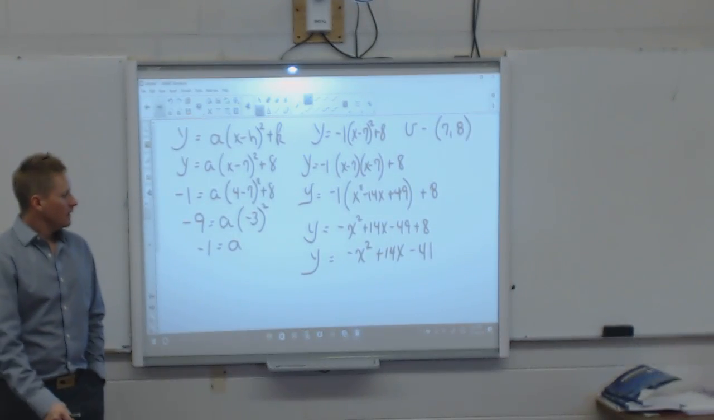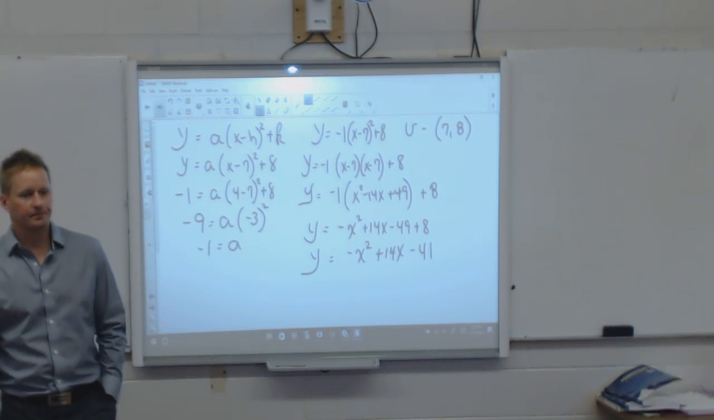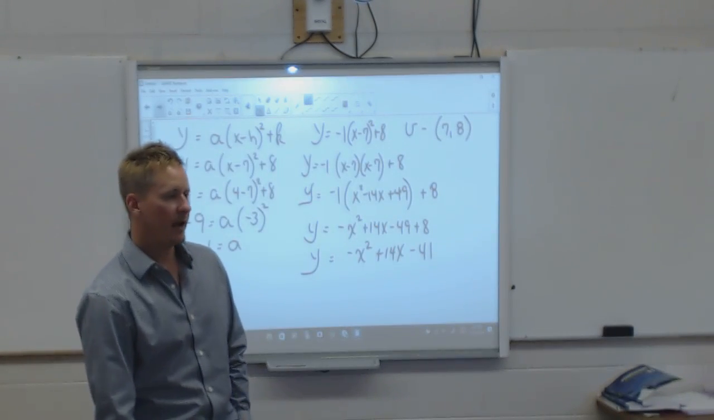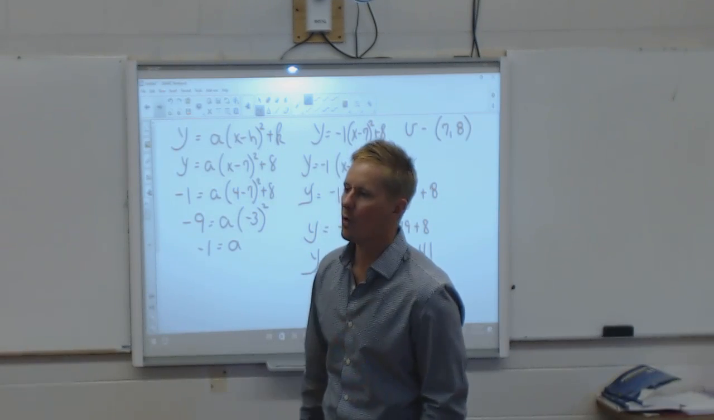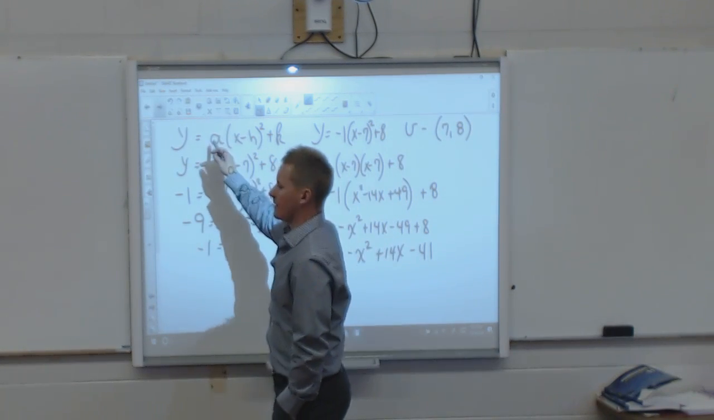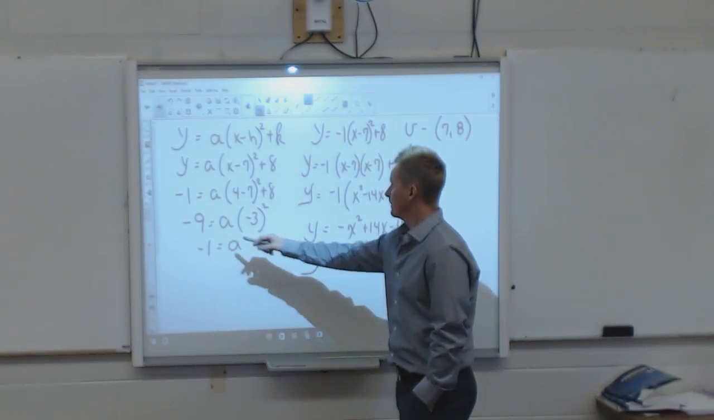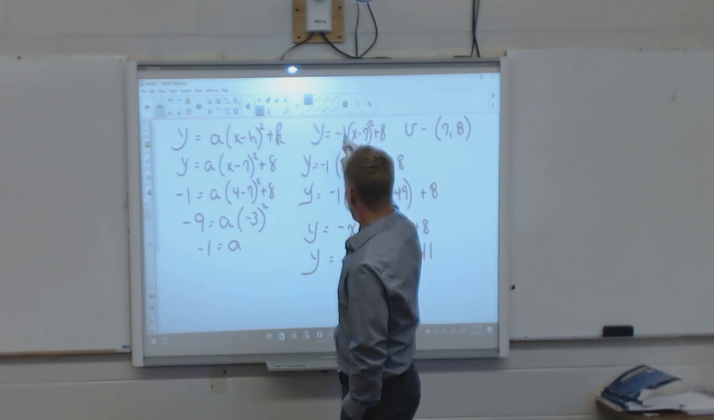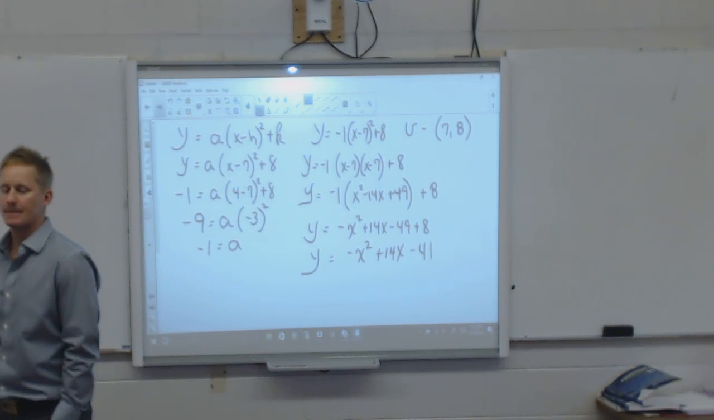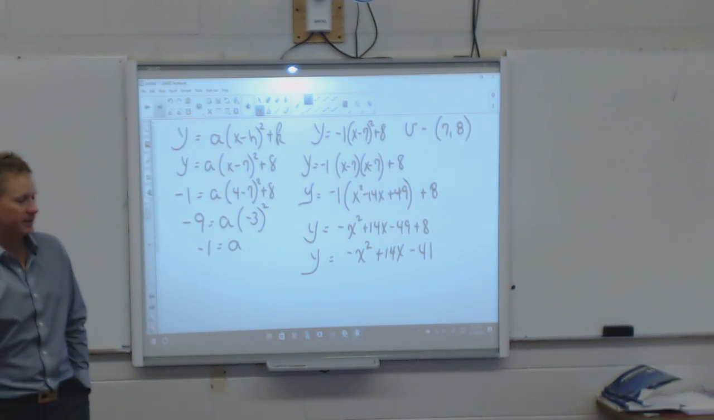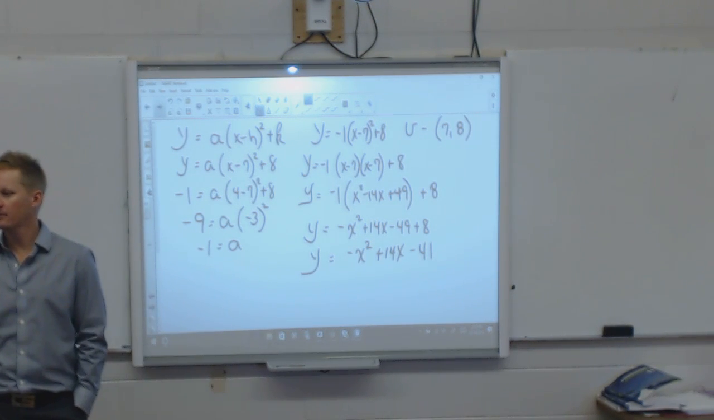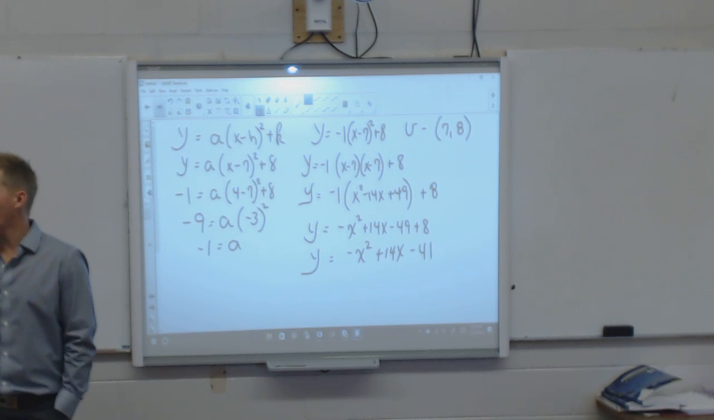Okay? What's my a value? Negative 1. It hasn't changed. It won't change. My a value here, it's negative 1, negative 1 up here, negative 1 down here. What's my b value? Plus 14. What's my c value? Negative 41. What's my y-intercept?